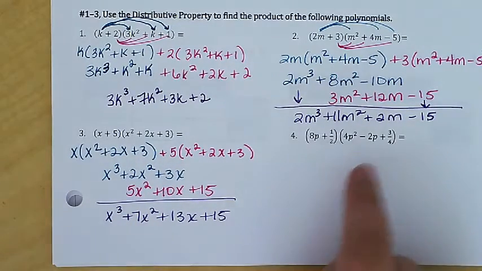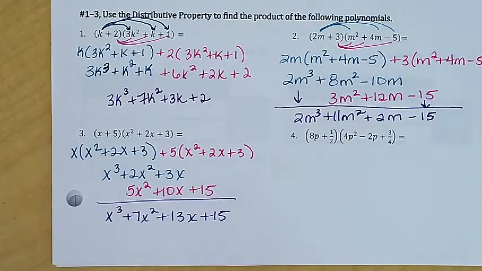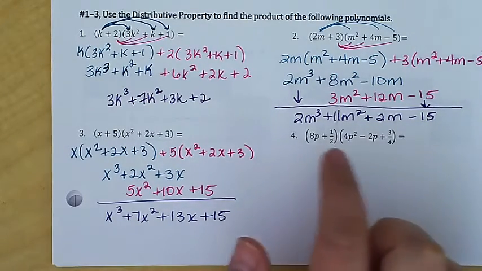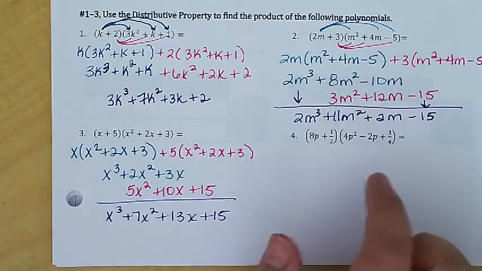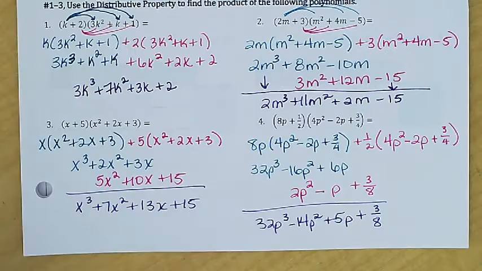Okay. All right. Number 4 looks intimidating because it's got a few fractions in it. You know what? Fractions are not nearly as bad as y'all think. They're a lot easier to work with many times than decimals, I promise. This was an optional one, but I'm going to quick pause and let you practice it if you really want a challenge here, and check your answer. You should have gotten 32p to the third minus 14p to the second plus 5p plus 3/8.